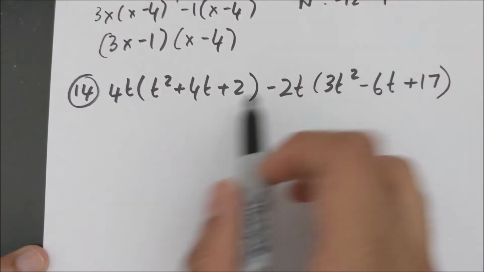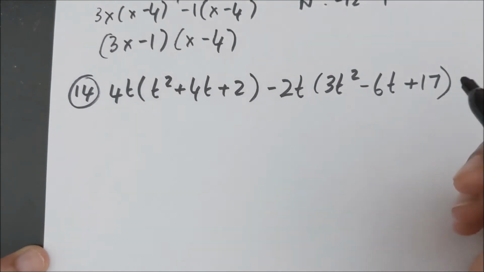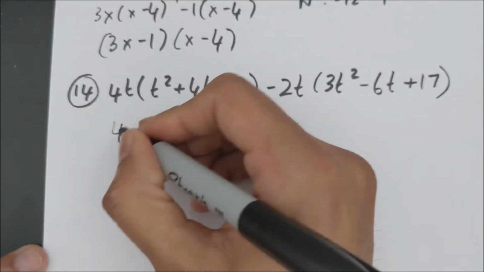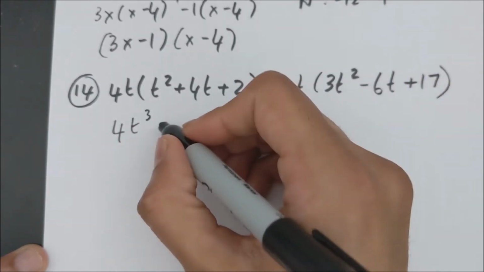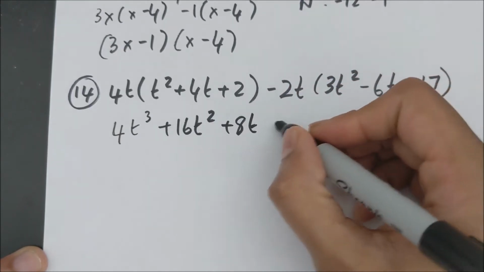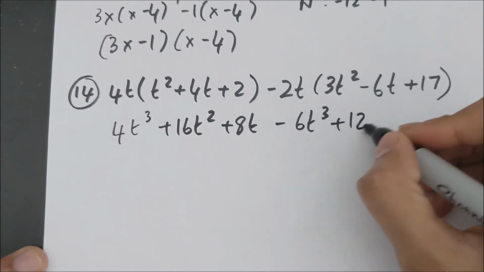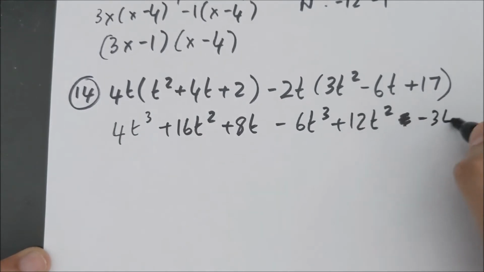Same idea for number 14. That's not really a common factor, or there kind of is, but we can take it out later. So I'm just going to expand first. 40t cubed plus 16t squared plus 8t minus 60t cubed plus 12t squared minus 34t.